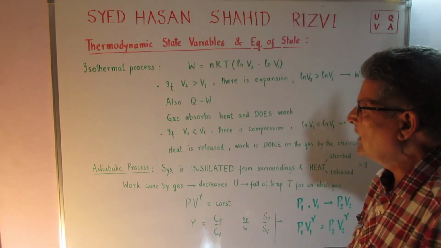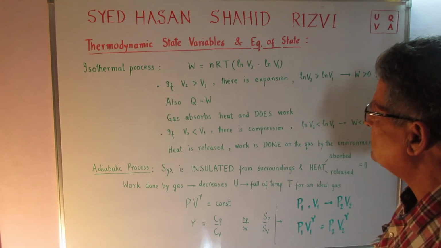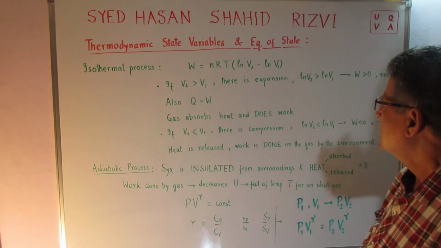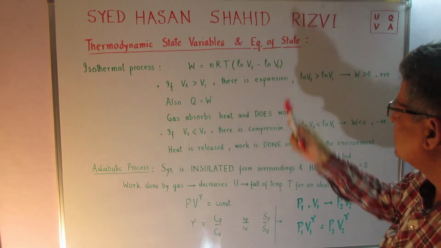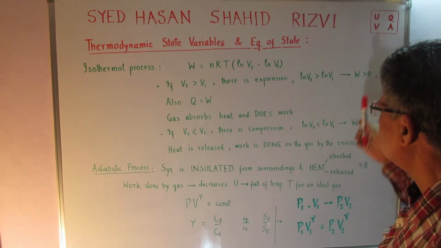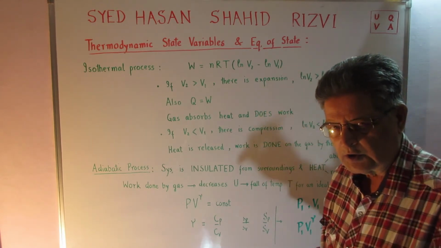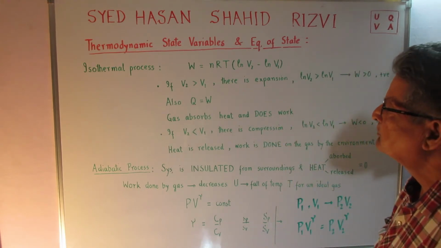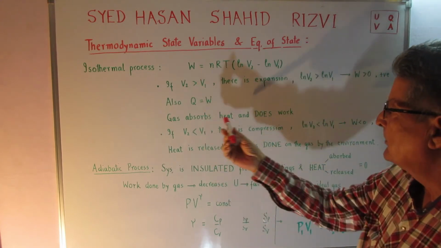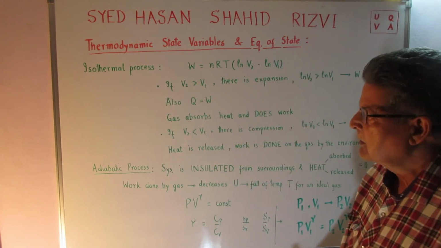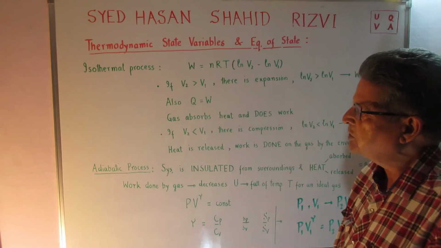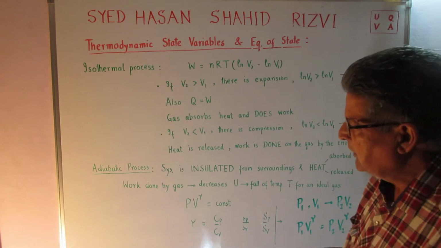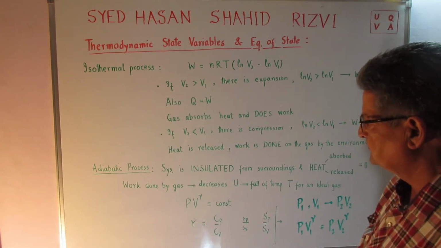So that's what I say: if V2 is greater than V1, and that is the condition of an expansion, then this is greater than this one, and therefore W is greater than 0. What does that mean? It means it is positive. The gas absorbs heat and does work. Also in such a situation, Q is equal to W. The heat is equal to the work done.